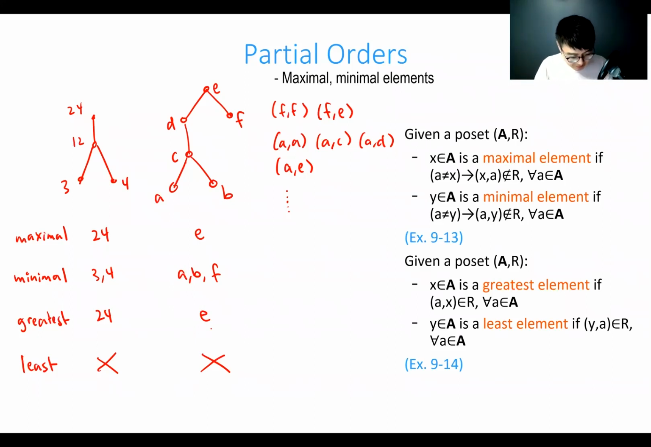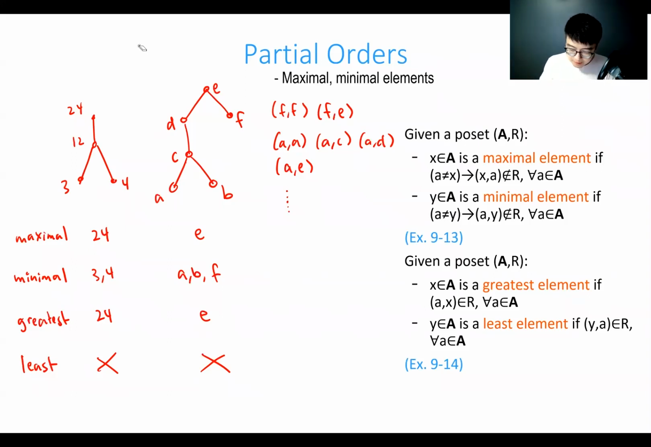So, let's take a look here. Why is 24 the greatest element in that Hasse diagram? Well, because 3 is related to 24, 4 is related to 24, 12 is related to 24, and 24 is related to 24. So that's why it is the greatest.